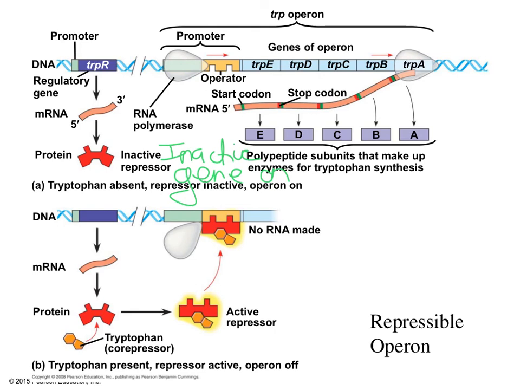All right, so what does that mean? RNA polymerase attaches to the promoter. There's no repressor on the operator, so RNA polymerase is free to go ahead and transcribe this DNA into RNA, which will then go on to make tryptophan.